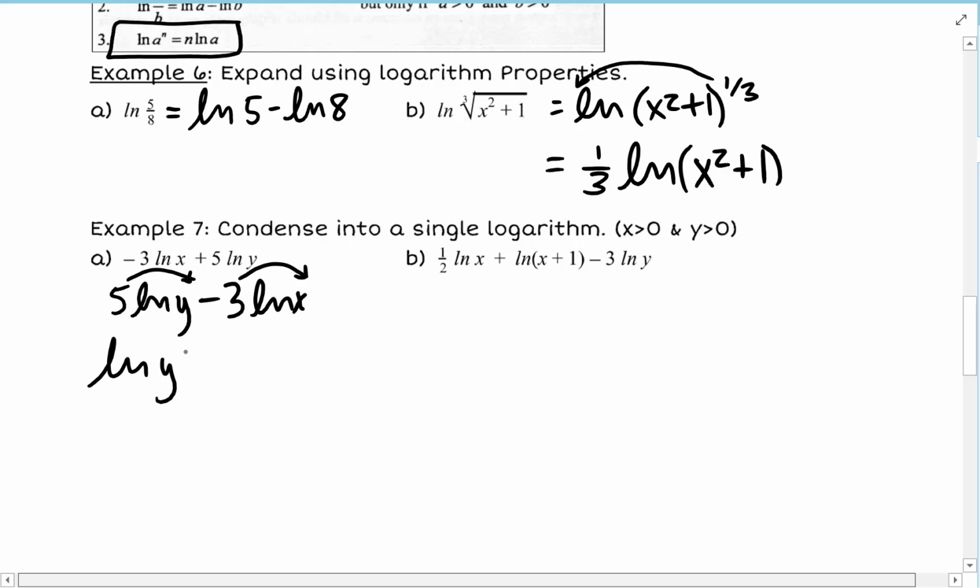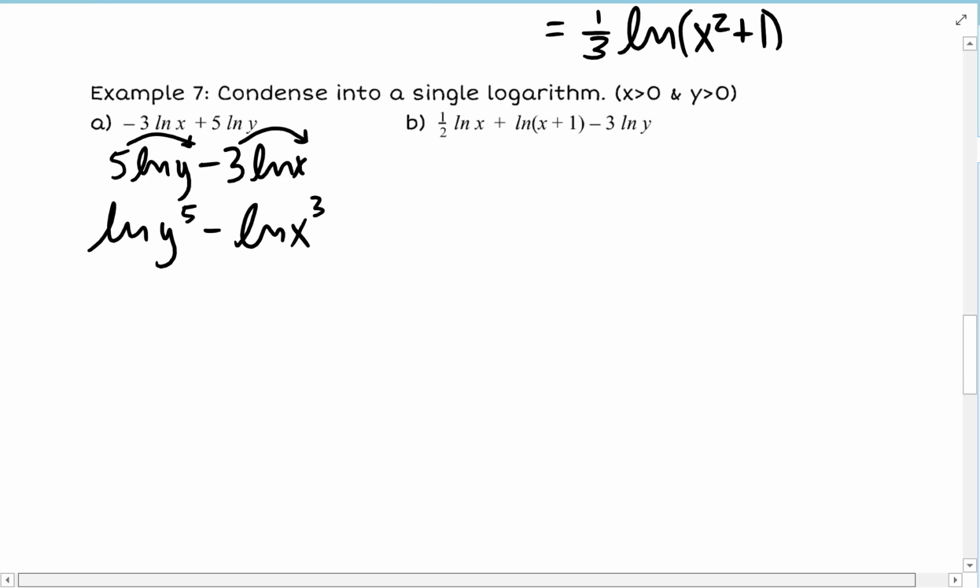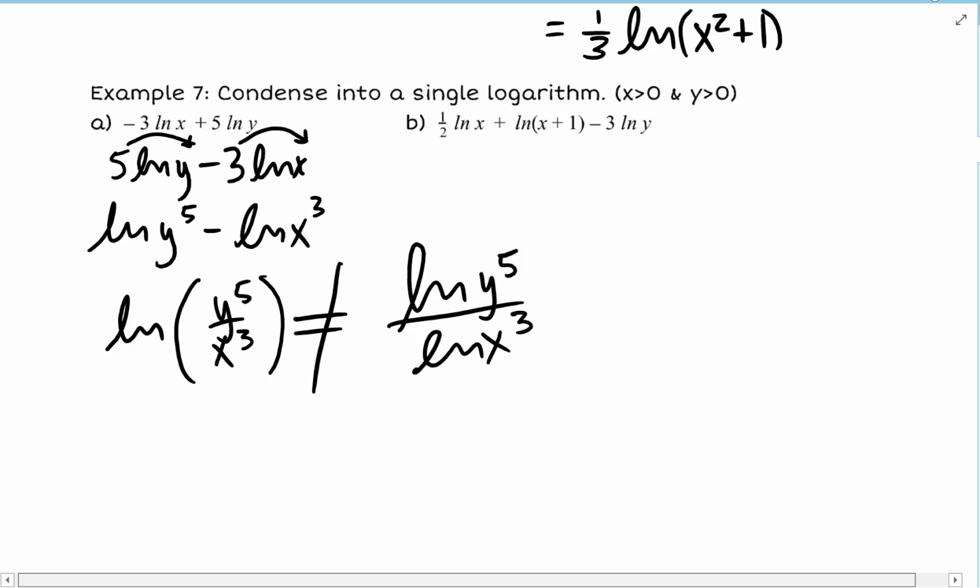So this is natural log of y to the fifth minus natural log of x to the third. And now we can write them as a single logarithm, natural log of the quotient y to the fifth over x cubed. Please note that this is definitely not the same as this.